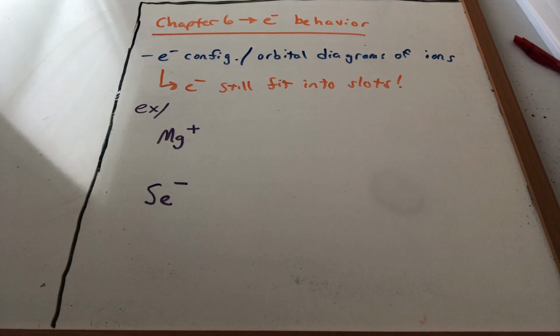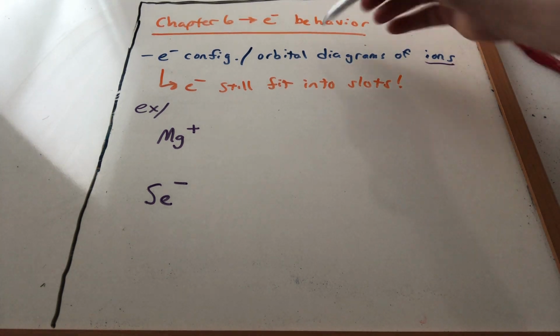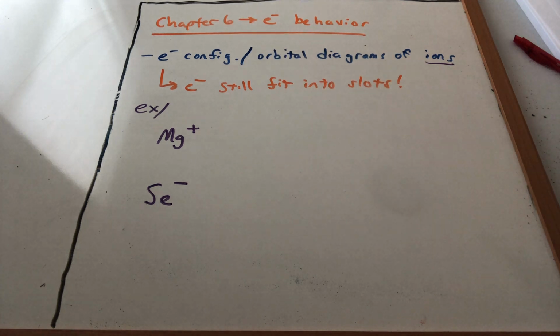Okay, to practice more orbital diagrams and electron configurations, and also to introduce some very important ideas related to ions, which we're familiar with, which we've seen multiple times throughout the semester. What we're going to focus on at the beginning of this video is the electron configuration or orbital diagrams of ions. We know that these are related. If we know one, we know the other.